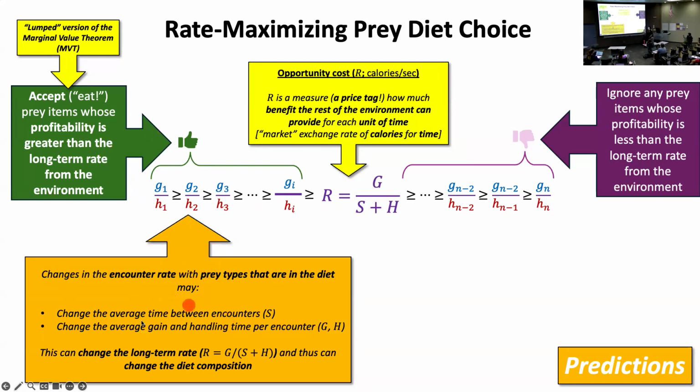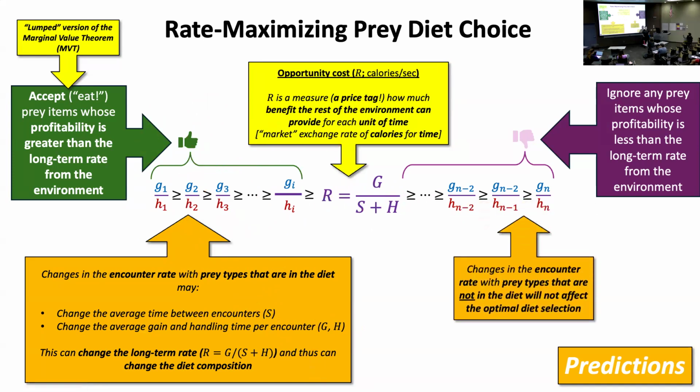Alternatively, this can happen either by changing the search time, or by enriching, making the animal fatter or making the animal have to use less time. So there are different mechanisms that could cause this long-term rate of gain to move. But if you enrich these items in the diet, this fence post will move to the left and it will start excluding more items. That's one of the predictions.